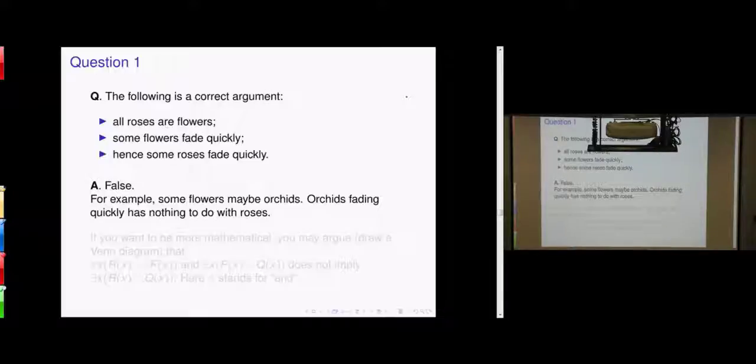For example, I think drawing a diagram is easier. Here is the set of all flowers. All roses are flowers, so the roses are inside flowers. Now inside the flowers, some flowers fade quickly. Maybe those that fade quickly are here, Q. The shaded part is what fades quickly.